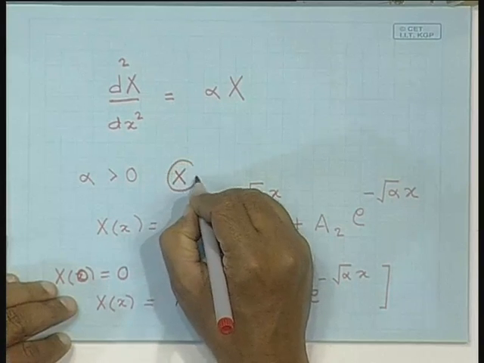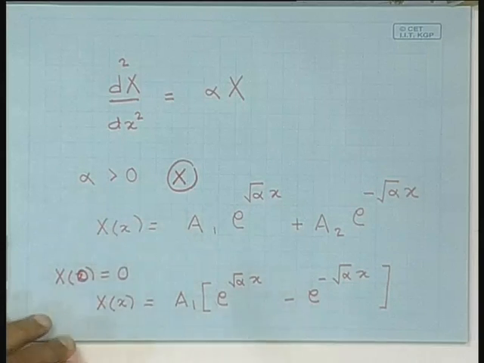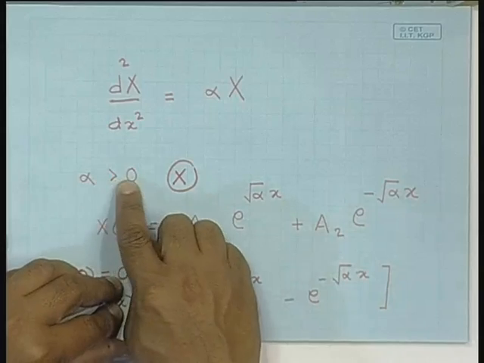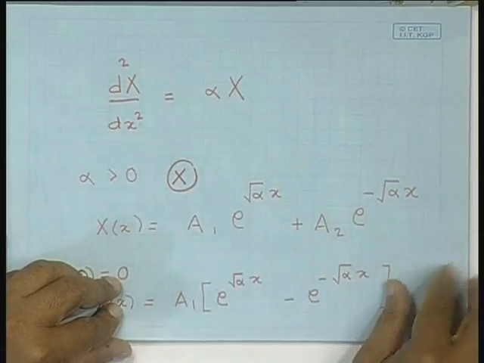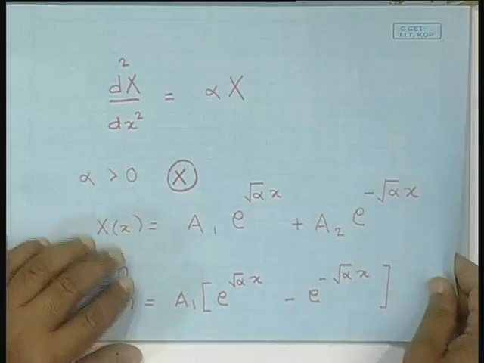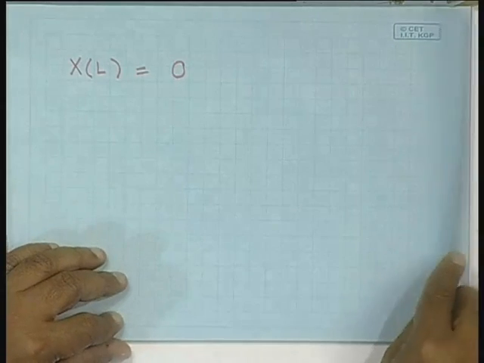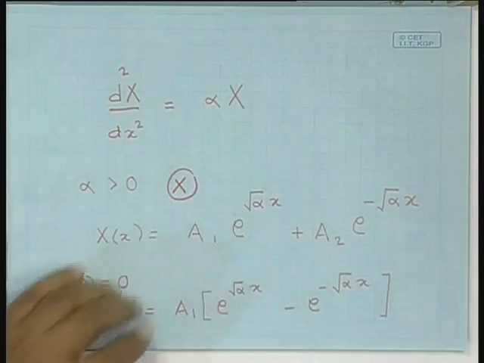So, this situation is ruled out, and we have to look at the situation where alpha is less than 0. So, if alpha is less than 0, that is the situation. We are looking at solutions of this equation where alpha is less than 0. It is convenient to write alpha. So, we are looking for solutions to this ordinary differential equation where alpha is less than 0.